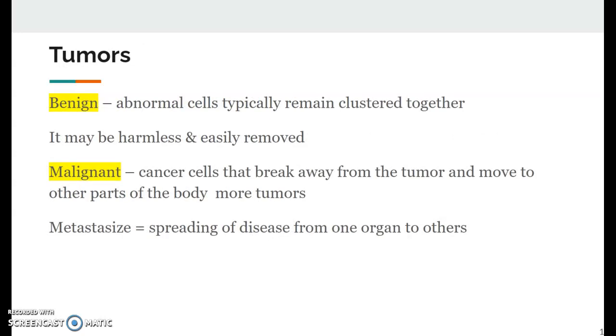Tumors, we mentioned them a little bit. They're just when cells grow out of control. There's two types. It could be benign or malignant. Benign is abnormal cells. They're typically clustered. They may be harmless and they can be easily removed. Malignant is the one you don't want to hear. They're cells that break away from the tumor and move to other parts of the body and can produce more tumors. And metastasis, or when a tumor metastasizes, is when it spreads to other organs.